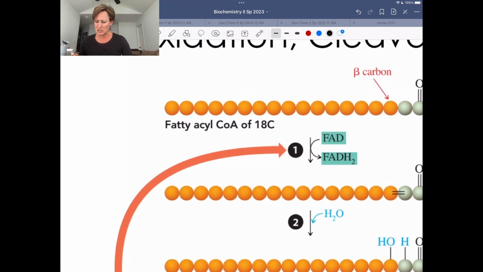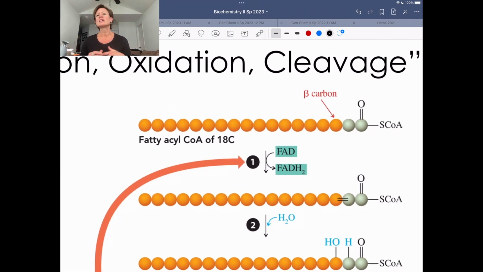So just looking at this picture first, and then we'll put it together with some words, here is an 18-carbon fatty acid that has been activated so that we've got CoA on it. It's been transported into the mitochondria using the carnitine transport system, and then we've got this now as fatty acyl-CoA that's ready to undergo beta oxidation.